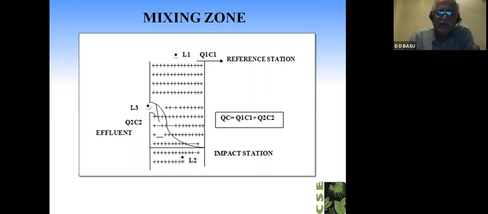Mixing zone is very important. Very important. What has happened? Here is L1, that is the reference point, and the impact station is L2, right? And L3 is the flux. So Q1C1 plus Q2C2 equals QC. Here is the QC, right? Now one fellow was collecting a sample here and reported 30 milligram per liter BOD. In a river, it is impossible.